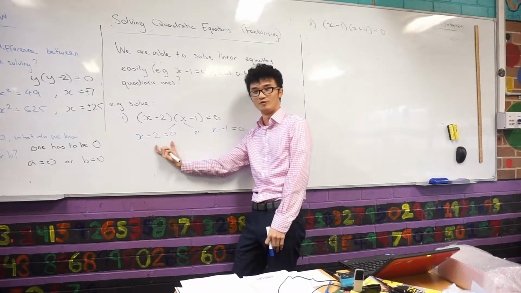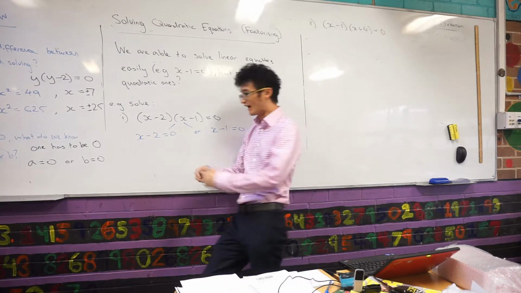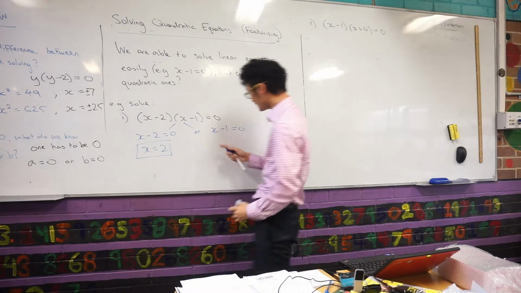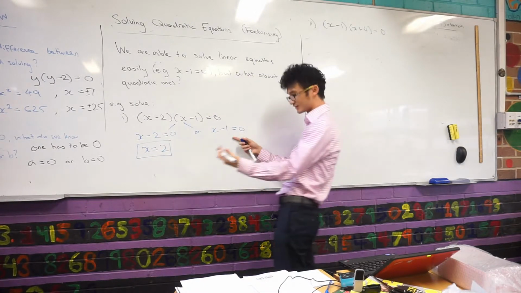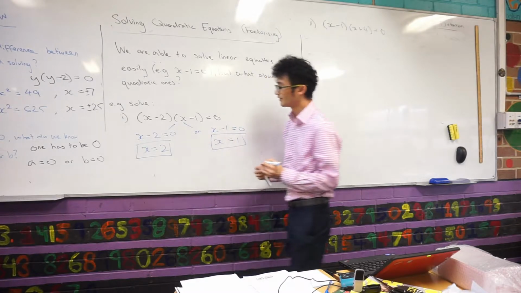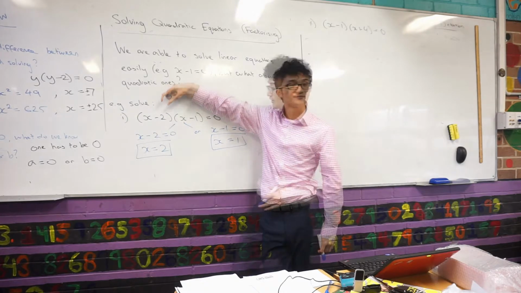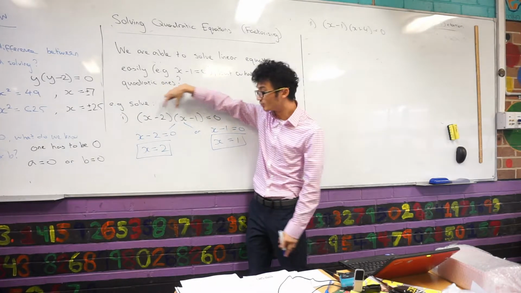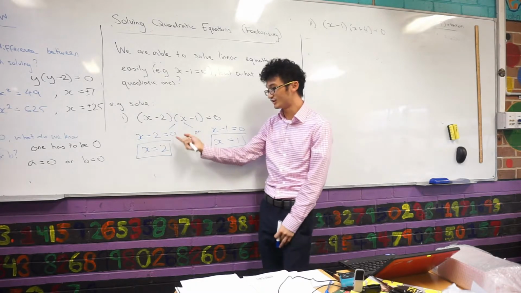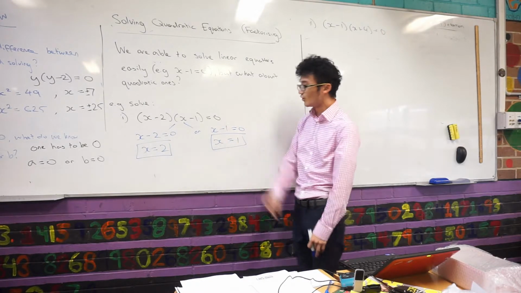Once you have them in this form, again, think about opposite operations. If x minus 2 is equal to 0, I know x is just equal to 2. If x minus 1 is equal to 0, that's just a linear equation. I know x is just equal to 1. So let's recap what I just did. I had a quadratic expression, with two expressions multiplied by each other. Because either one of them has to be equal to 0, I can break them up into those two cases. Either x is equal to 2 or x is equal to 1.